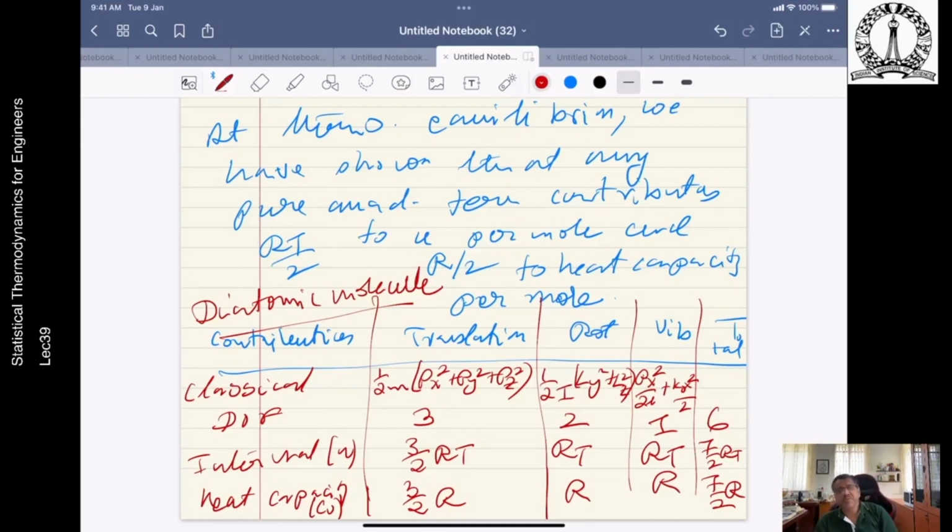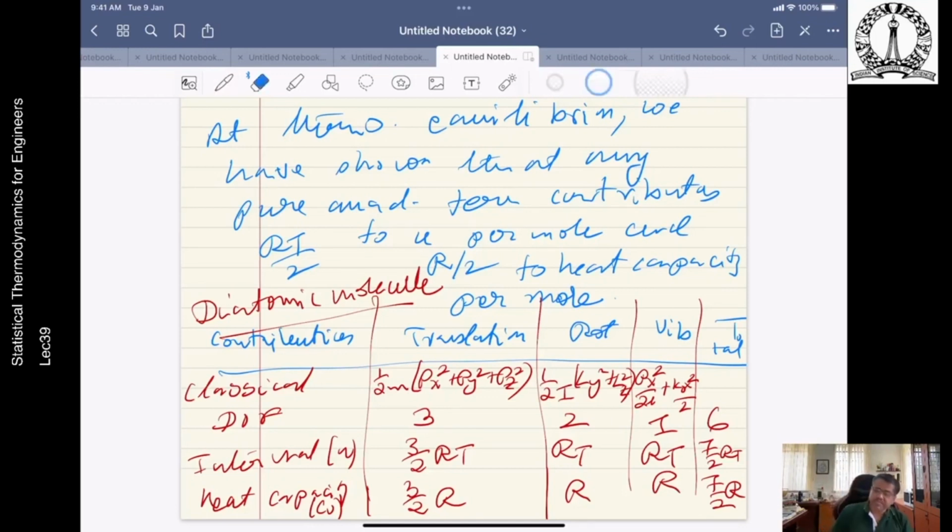The translational mode is purely 3 pure quadratic momentum terms, one for each translational degree of freedom. Rotation has 2 degrees of freedom corresponding to two pure quadratic momentum terms. In comparison, the vibration possesses a single degree of freedom, but two independent quadratic terms, one based on momentum and the other based on position. The additional quadratic term for vibration arises from its potential energy, which is missing from the translational and rotational modes.